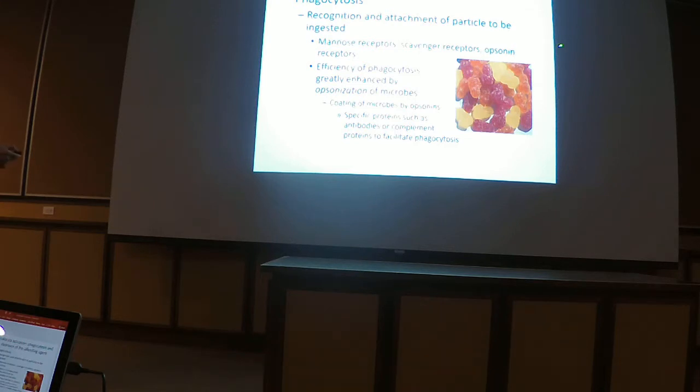Opsonin receptors are receptors that are designed to identify things that have been opsonized. And we've already talked about how opsonization occurs, and I'll just point out here that opsonization greatly enhances the efficiency of phagocytosis.